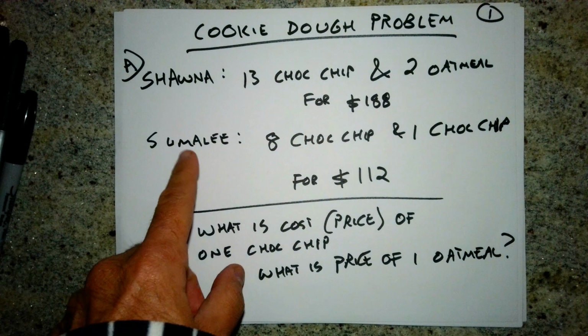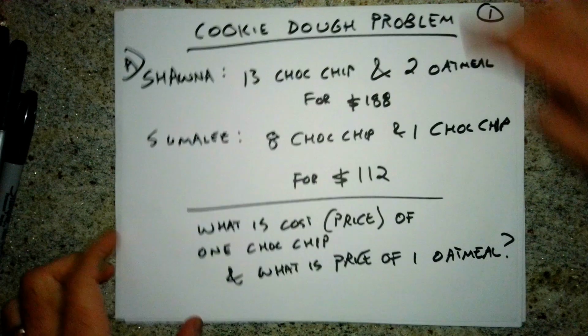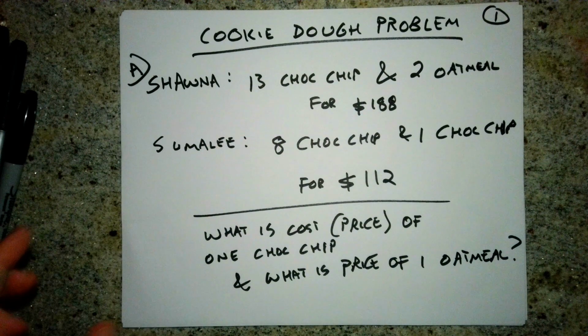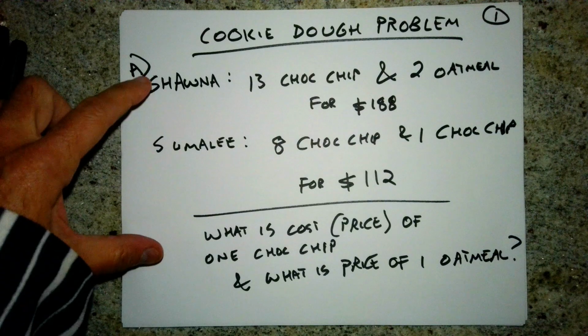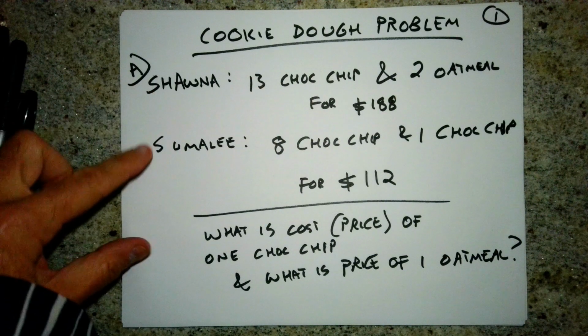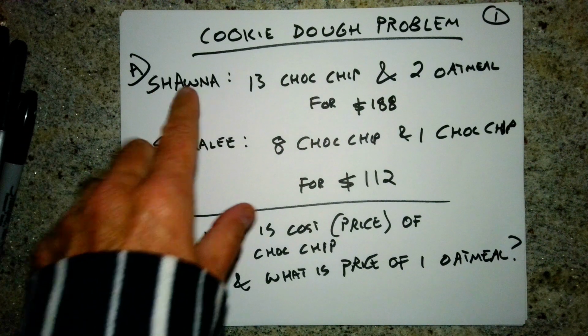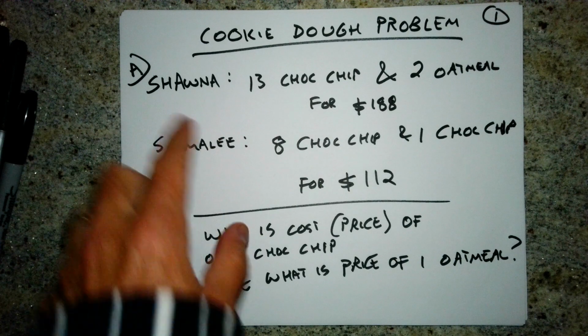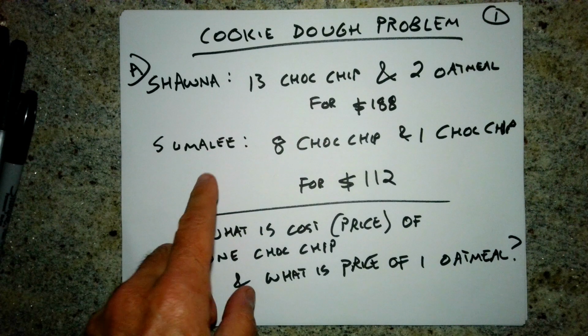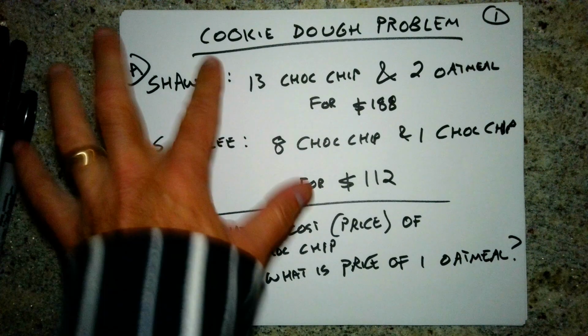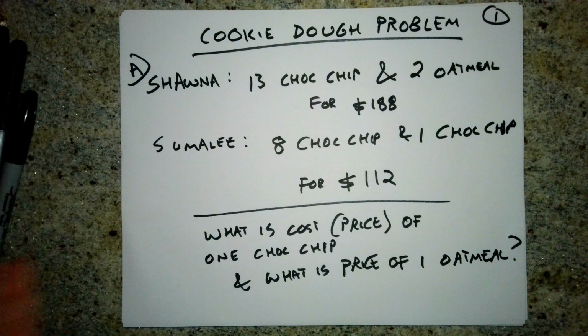There are two people, Shauna and Sumali, and by the way, if you're writing problems someday or making suggestions to a teacher writing problems, these are very bad names because they both begin with the same letter. So we can't abbreviate them like S and, if it were Shauna and Jim, it would be S and J and we could abbreviate them, but they both begin with the same letter, so that's a problem.